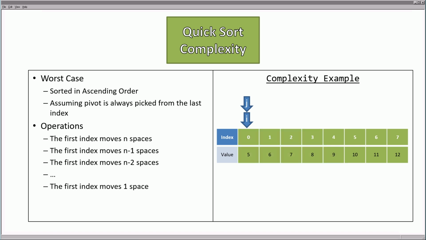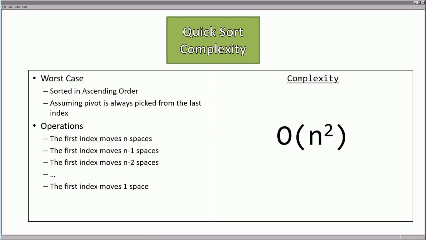As we keep going through this, we're going to notice that in order to move these I and J's on the first time, we have to move that n number of spaces, assuming this array was of size n. Then we have to move n minus 1 spaces to get to the next value, then the next, then the next, then the next. So looking at this, in the worst case, if we add all of these together, the big O for quicksort is n squared.